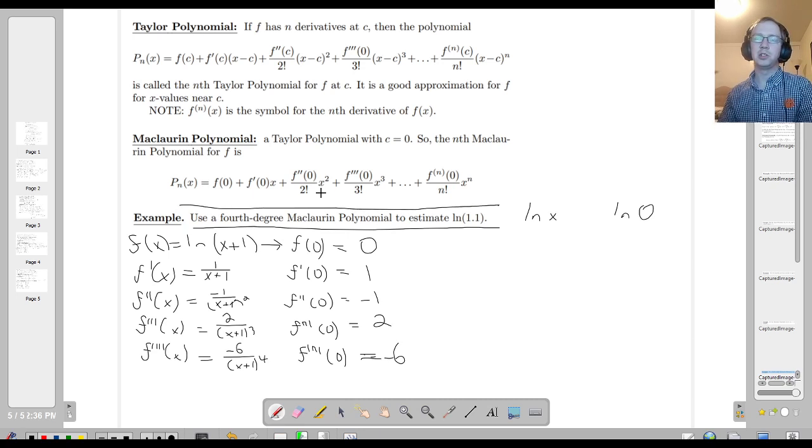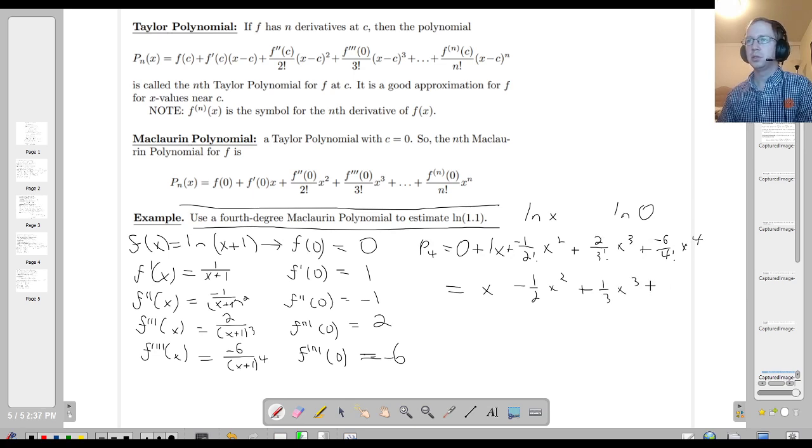So now let's use my formula to come up with that polynomial. So my degree 4 Maclaurin polynomial, I'm going to start with f of 0. Then I'll have f prime of 0 times x, f double prime of 0 over 2 factorial times x squared, f triple prime of 0 over 3 factorial times x cubed, and f quadruple prime of 0 over 4 factorial times x to the 4th. So if I clean that up a little bit, x minus 1/2 x squared plus 1/3 x cubed minus 1/4 x to the 4th. Okay, so there's my degree 4 Maclaurin polynomial.